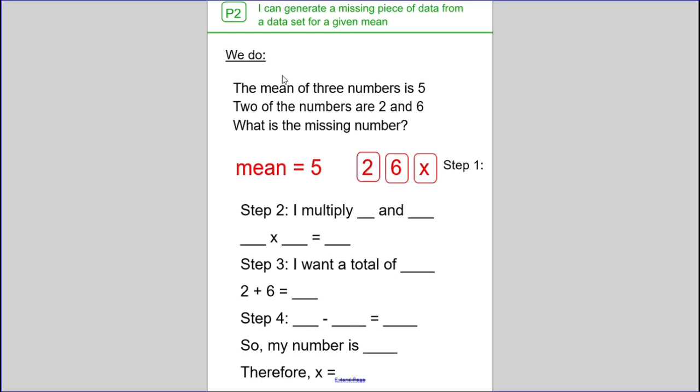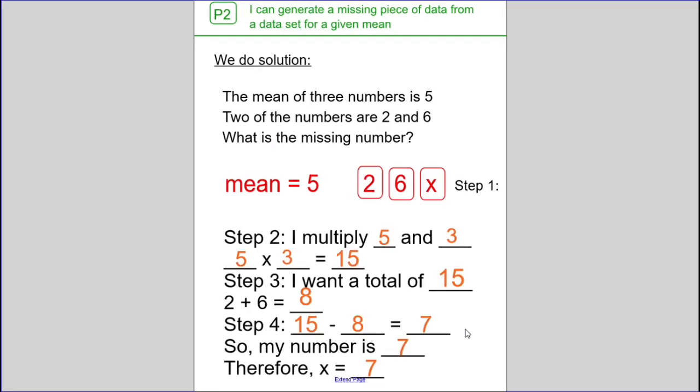Here's a we do question for you to do. As you can see, there are steps to guide you and support you further. Pause the video here. Here's the solutions. Make sure that you self-assess your work.